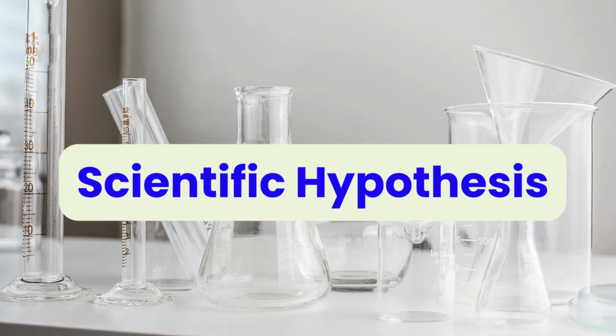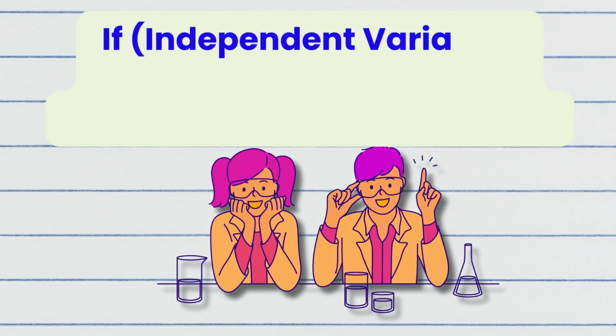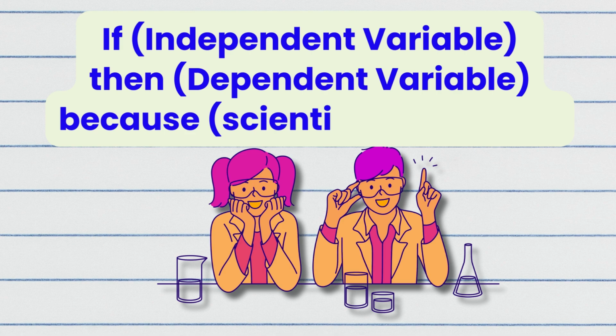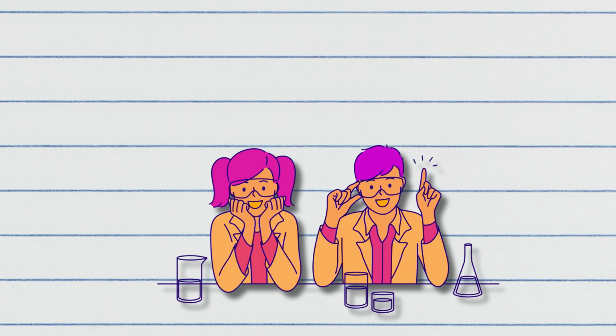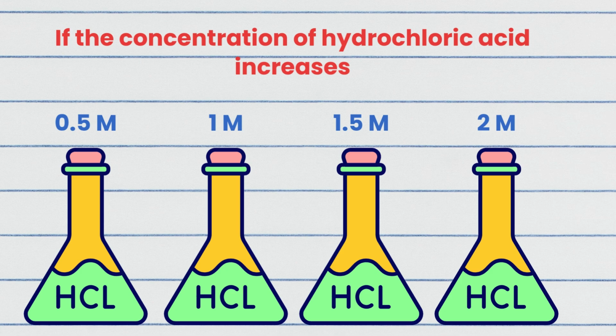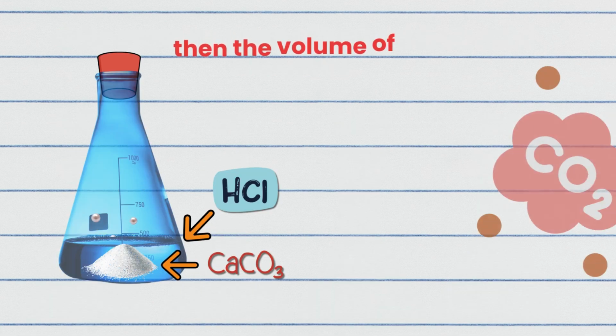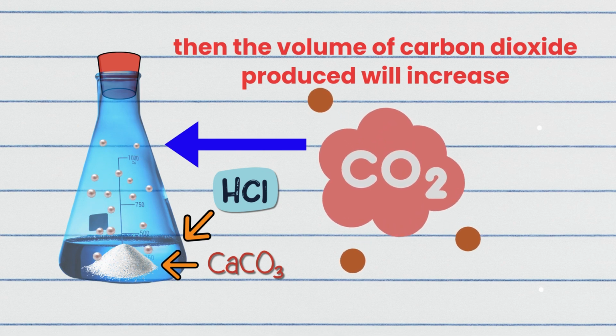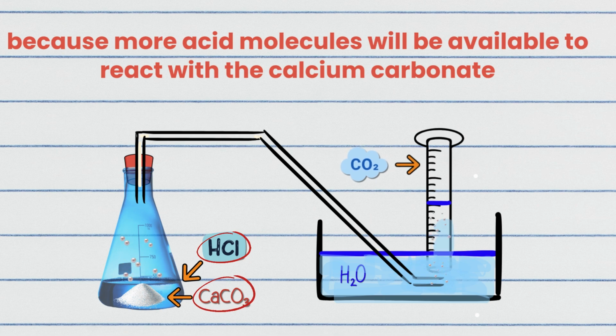Scientific hypothesis. Here's our scientific hypothesis in the "if independent variable, then dependent variable, because scientific reasoning" format. If the concentration of hydrochloric acid increases, then the volume of carbon dioxide produced will increase because more acid molecules will be available to react with the calcium carbonate.